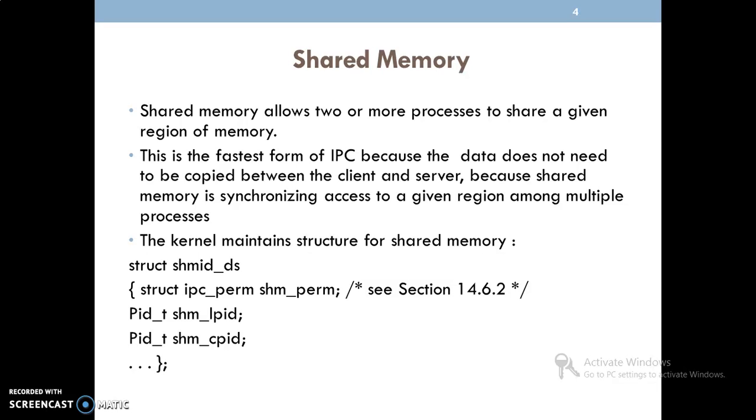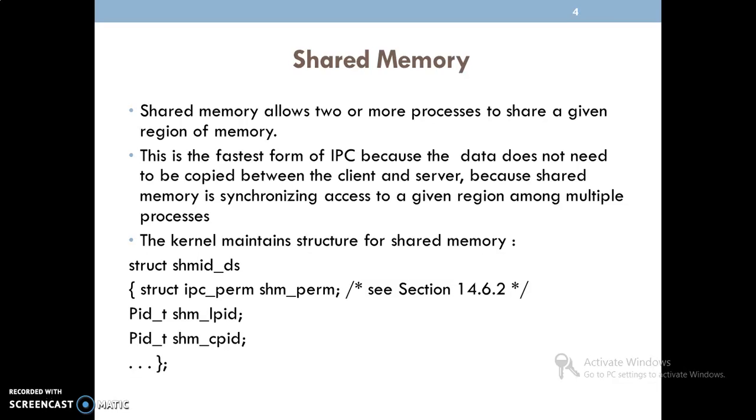What do you mean by synchronization? This synchronization is usually done by semaphore concepts between the processes. That means, as a kind of scheduling, we are allowing one process and after that the next process to access a particular memory. That is the reason it is so fast. There is no need to copy the content on the client side or server side.